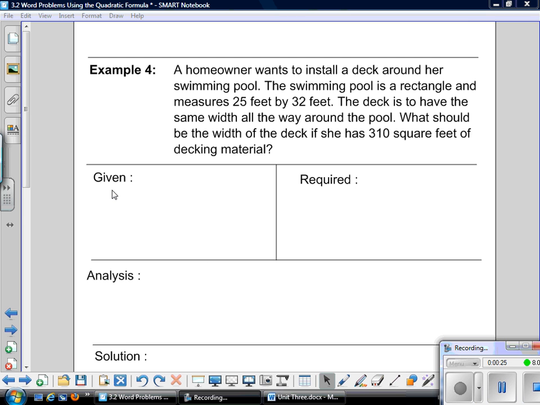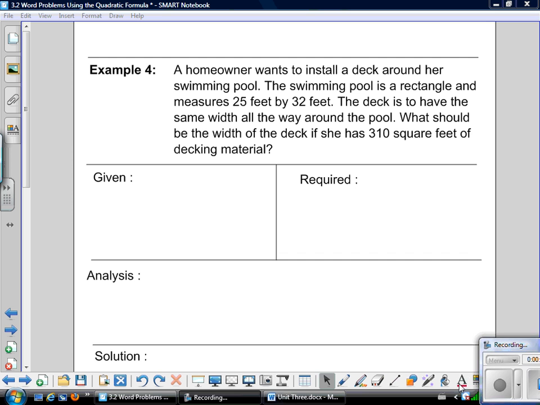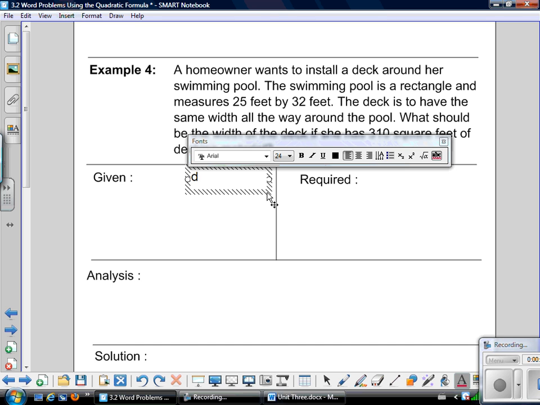Okay, so let's look at our given. Obviously, what we want to do here is we know a few different things. We know that the deck material that we have has to equal 310 square feet.